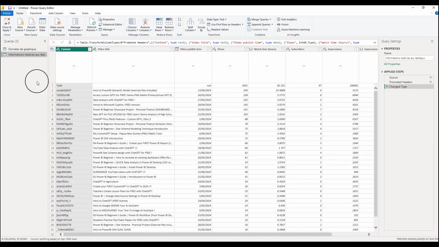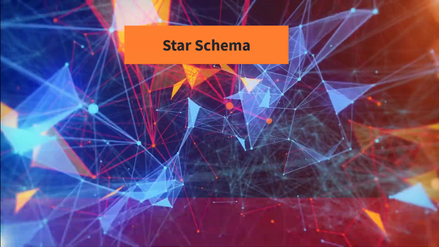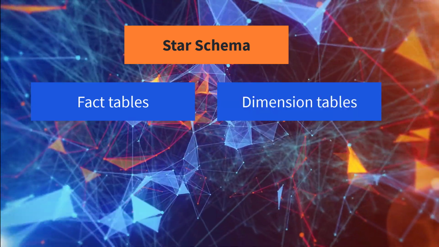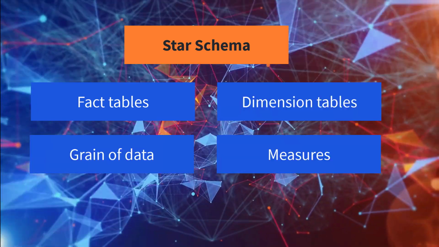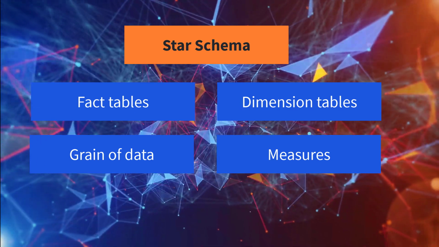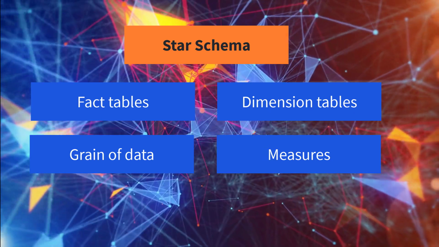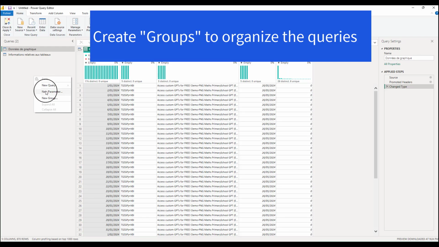And load that in. And because I'll be applying the star schema model later on, I've already identified the fact table, the dimension tables, the grain of data, and the indicators or the measures to create. So I'll go on now and create the necessary tables for that. So now we'll create some groups to organize our queries in.